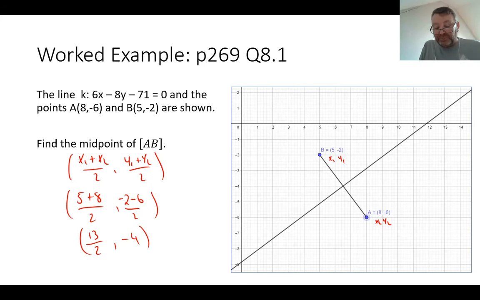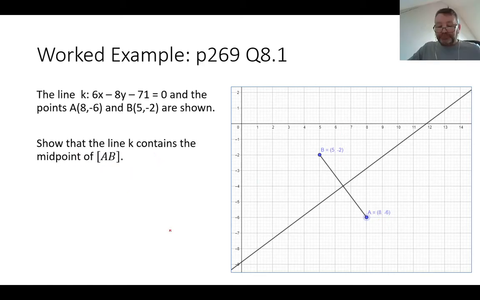Now please, leave fractions as fractions. Don't turn fractions into decimals. Leave it as 13 over 2, even though we know it's 6.5. Let's just check and see. 6.5 is here. Drop down. Bingo. And minus 4. So it works.